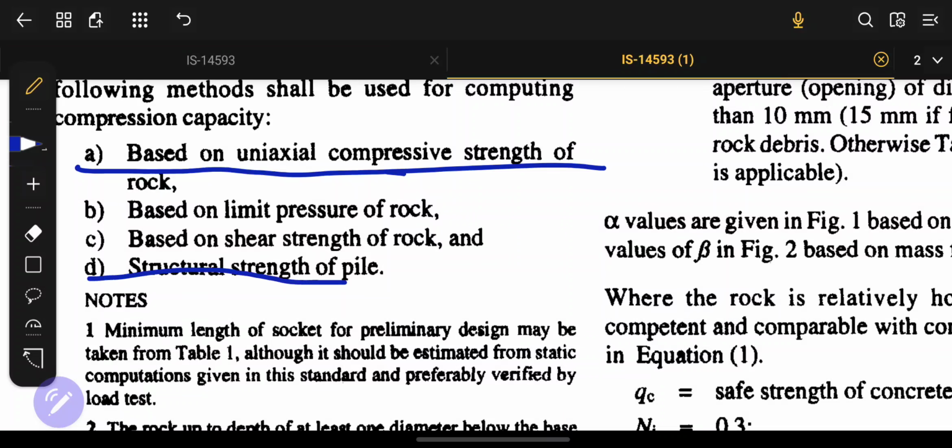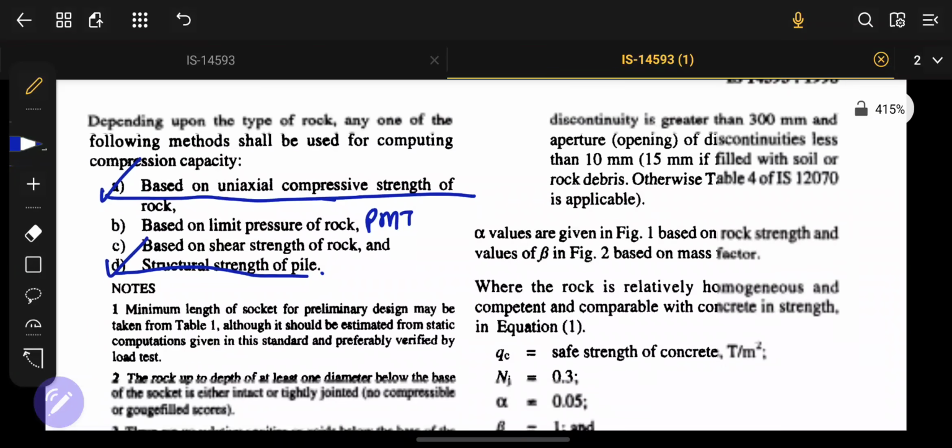and structural capacity of the pile. We can also use the pressure meter test, limit pressure of the rock, and shear strength of the rock. So mostly what we have seen is that A and D are more important. So we'll discuss these two here.